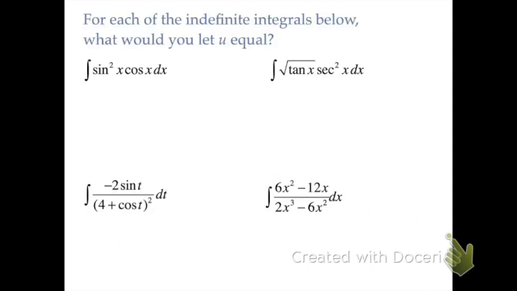If we have sine squared x cosine x dx, we want to see what would be the best option to use for our u. For our u, we usually look for stuff that's got powers, something in parentheses, something that's in a denominator, that when you take the derivative of that piece will become the other part of the integral. So if I look at this one and I say u is sine of x, when I take the derivative of u, I get cosine x.